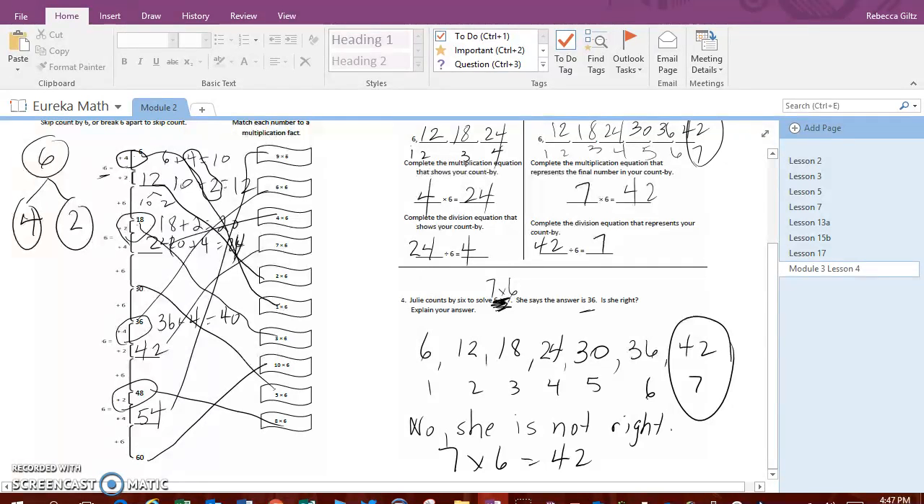Okay? So this lesson is all about multiplying by 6 and using 10 facts to try to do that skip counting like we did on the first side, and then use that information to do count bys to figure out what the facts are.